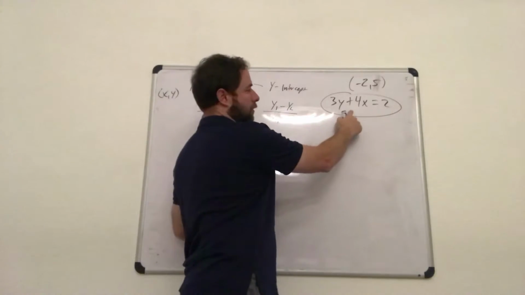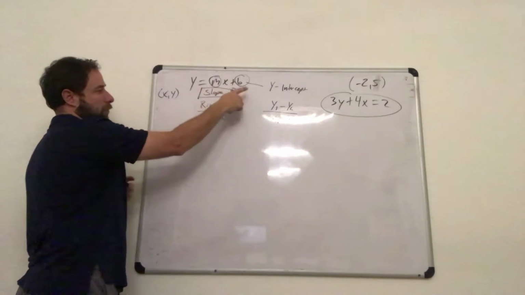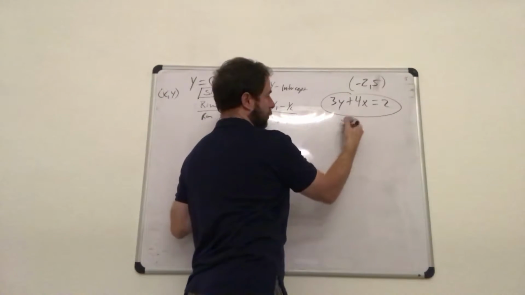So the first thing we need to do is rearrange this to slope-intercept form. This is slope-intercept form, y equals mx plus b. So we're going to rearrange this to slope-intercept form.